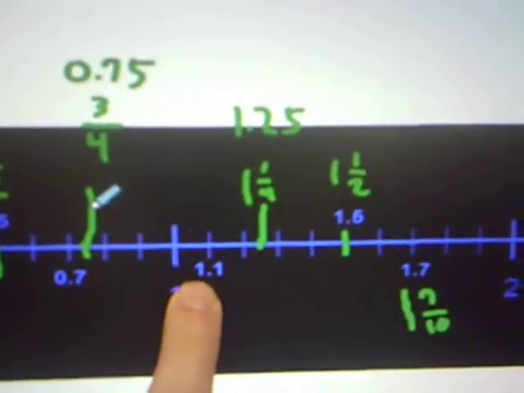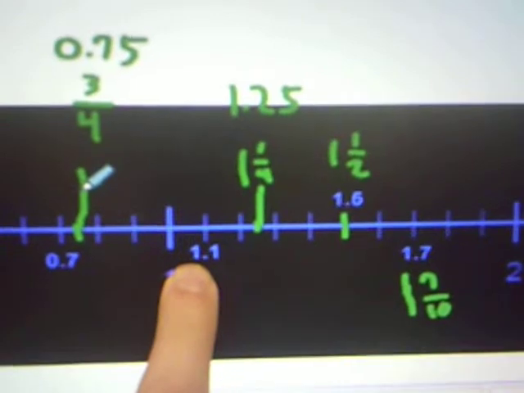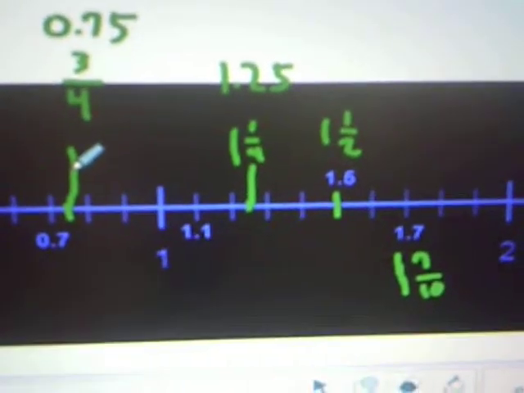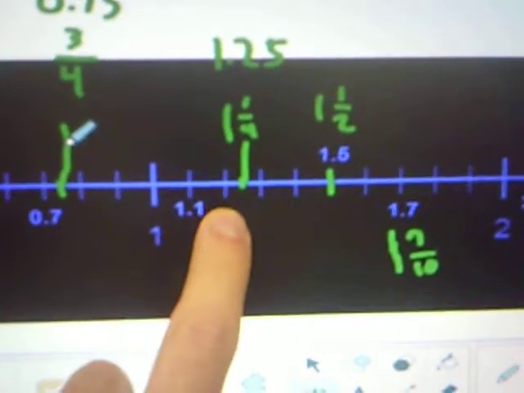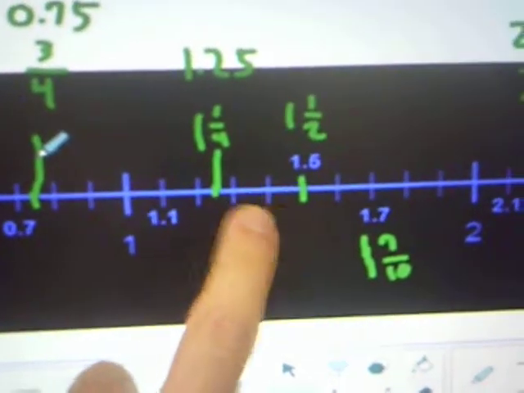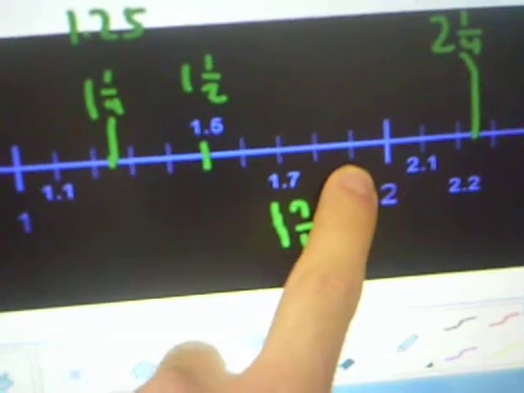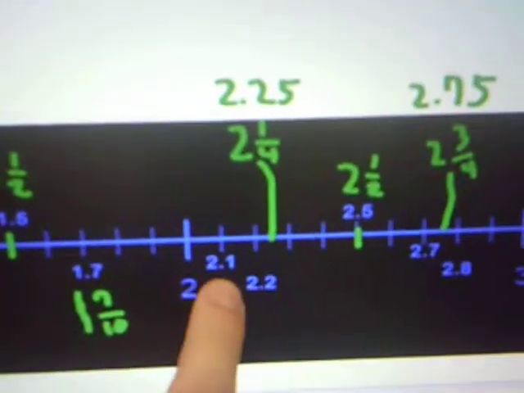Once you get to 1, it starts over, except this time there's a 1 as the whole number in front of the decimal. 1.1. That means 1 whole and 1/10. 1.2. 1 whole and 2/10. 1.3. All the way up to 1.9. 1 whole and 9/10. And then we get to 2. And guess what? It repeats again.